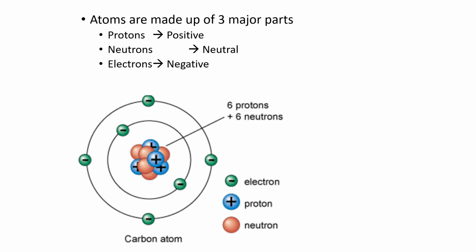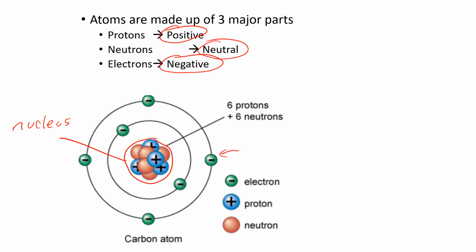Now, there are smaller things than atoms, and there are the portions that make up an atom. The things that make up an atom are protons, neutrons, and electrons. Protons are positively charged subatomic particles. So protons are positive, neutrons have no charge, they're neutral, and electrons are negatively charged. Now, the protons and the neutrons are located here in the nucleus, and the electrons are orbiting the outside. So here's the nucleus of the atom right here.